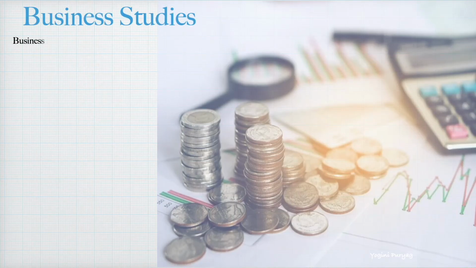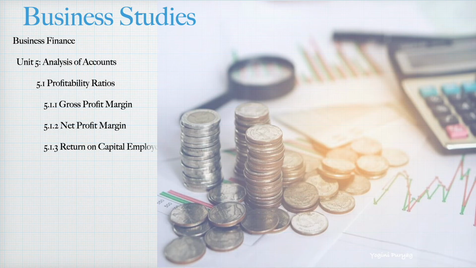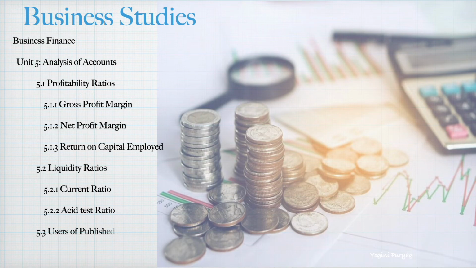Business Finance Unit 5. Analysis of Accounts. 5.1 Profitability Ratios: 5.1.1 Gross Profit Margin, 5.1.2 Net Profit Margin, 5.1.3 Return on Capital Employed. 5.2 Liquidity Ratios: 5.2.1 Current Ratio, 5.2.2 Acid Test Ratio. 5.3 Users of Published Accounts. 5.4 Limitations of Ratio Analysis.